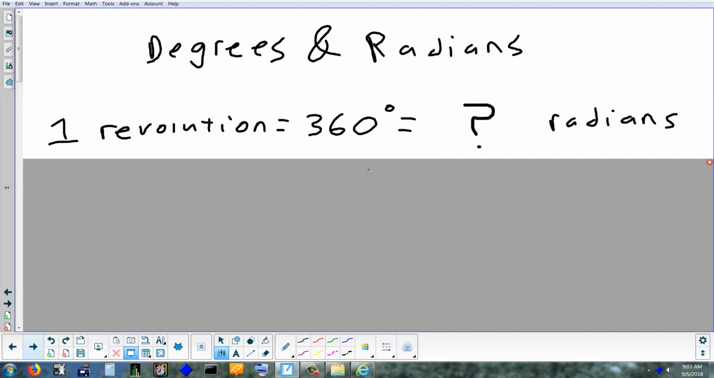So this is the question we want to answer. Okay, we know that in one revolution it's 360 degrees. But I want to figure out in one revolution how many radians. Okay, if I can answer what goes in the question mark, then I'll have a conversion between degrees and radians.